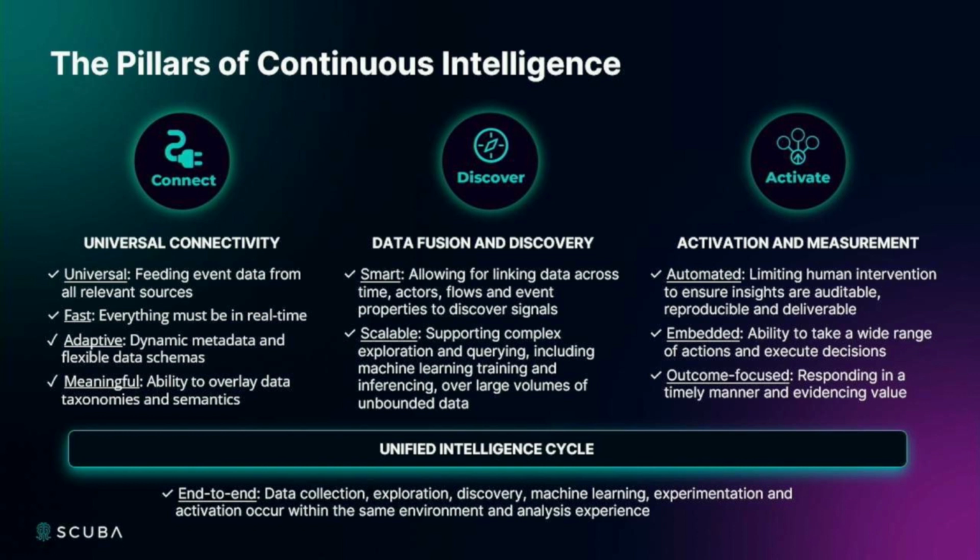So universal connectivity is feeding data from any source, doing so fast, meaning taking data from real-time sources, being adaptive, not having to impose structure on the data. This is where schemaless capabilities are important. But then the ability to add semantics to the data, adding taxonomies, for example, that's an important aspect of it.